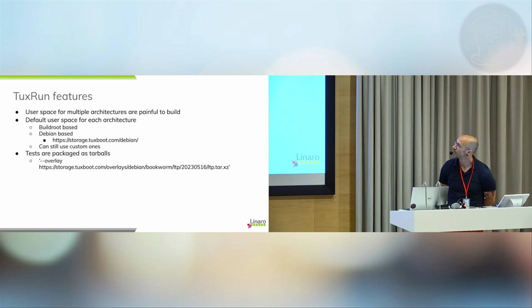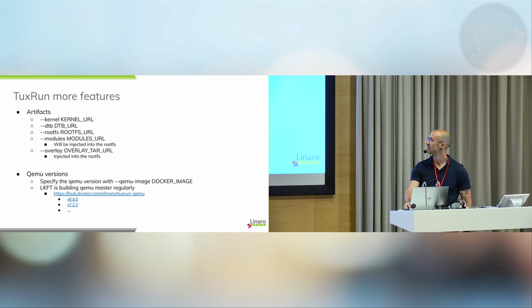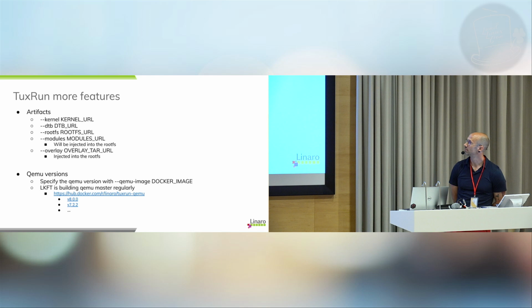Yep, I told you about Buildroot and Debian. We also package LTP and libgpiod, that test suite. And kselftest is part of the kernel, so when we build the kernel, we build kselftest as well. And here are some artifacts that you can specify. So if you need DTB, root file system, obviously you need, if you want to specify your own one.